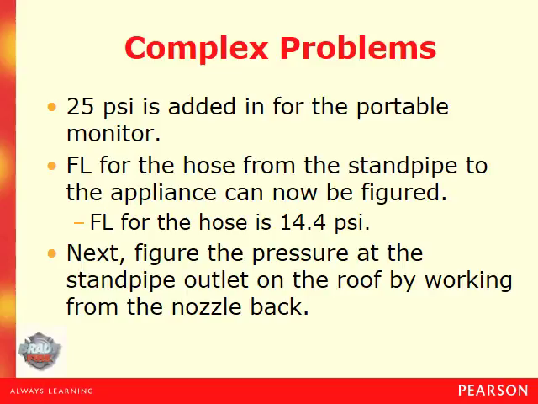25 psi is added for the portable monitor, because that's considered an appliance, and we're flowing over 350 gallons per minute. Friction loss for the hose from the standpipe to the appliance can now be figured. And again, we just use our coefficient and our gallons per minute and our length of hose. So you do the math on that one and you get 14.4 psi. Next, figure the pressure at the standpipe outlet on the roof by working from the nozzle back.